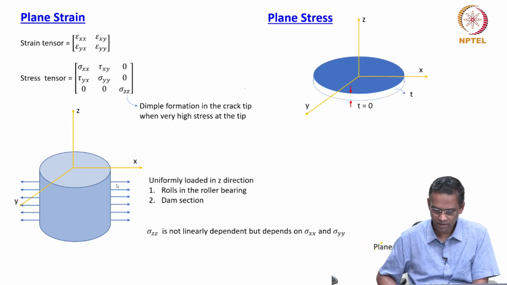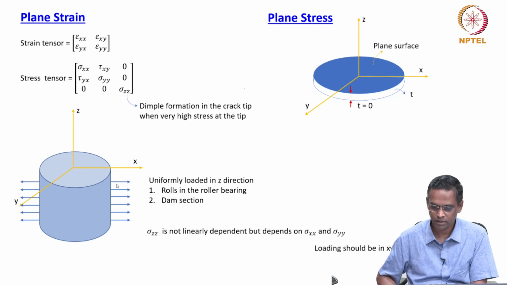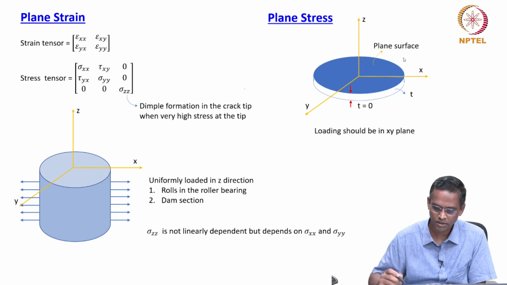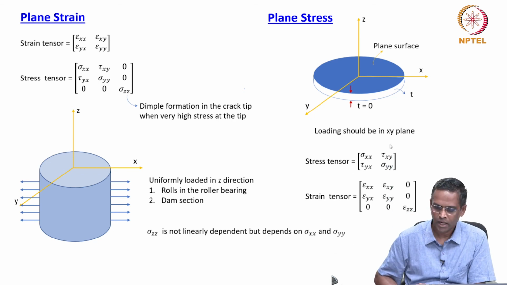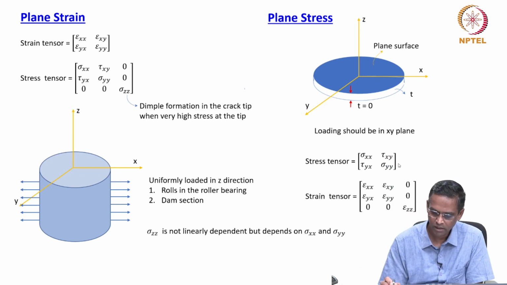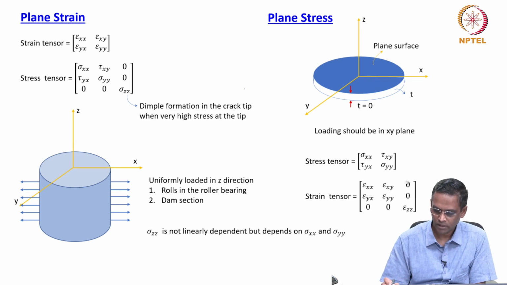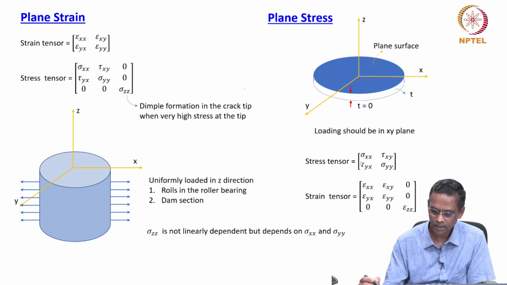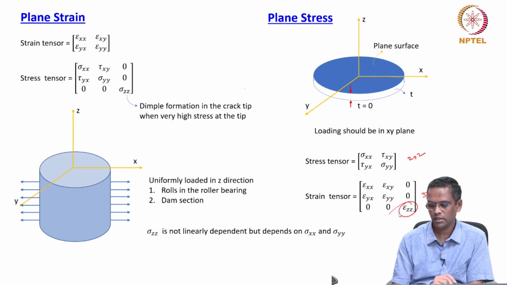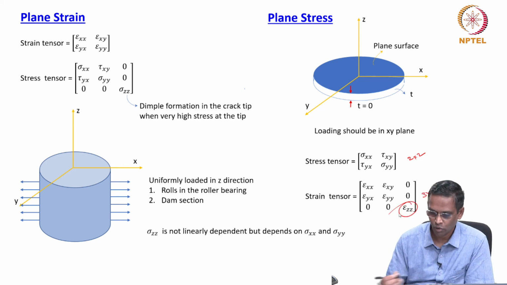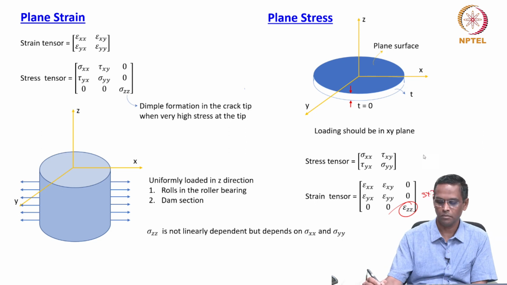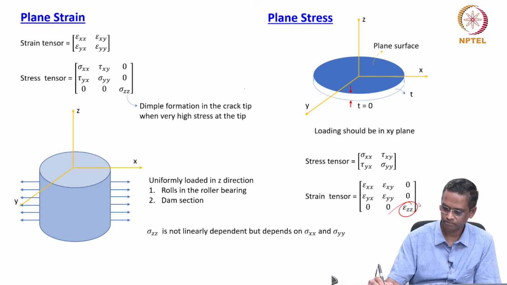And what is plane stress? This is a schematic for a plane stress. Loading should be only in the XY plane, and this is the stress tensor, and this is the strain tensor. The stress tensor for a plane stress is a 2 by 2 matrix, but not the strain tensor. The strain tensor is 3 by 3. So epsilon zz is not 0. This is again a very important point to remember.